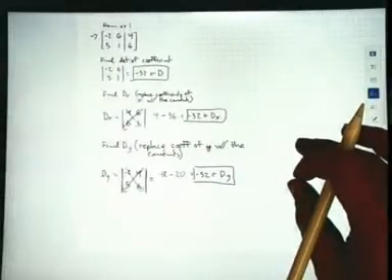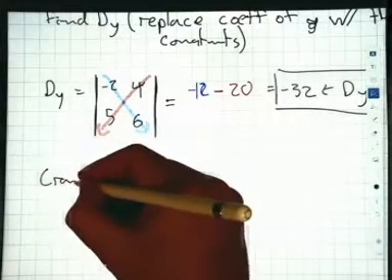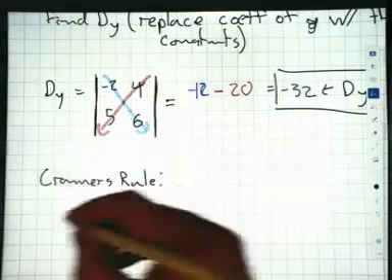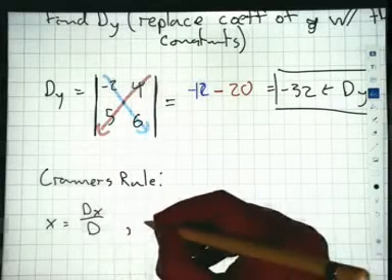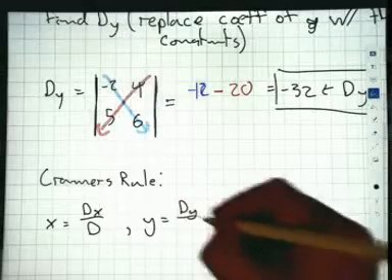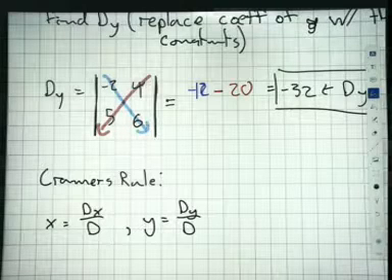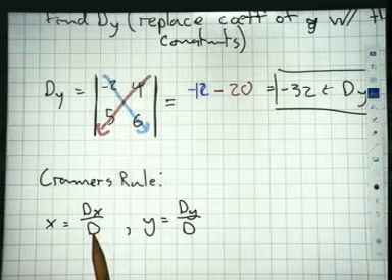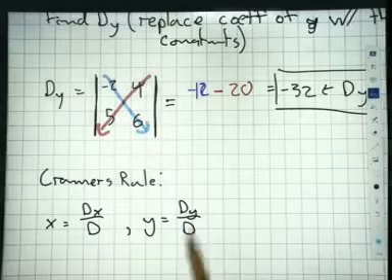Okay. Now here's where Cramer's rule comes into place. Cramer's rule says that x is equal to d sub x over d, and y is equal to d sub y over d. That's what Cramer's rule says. If you want to know the value of x and y, just take the determinant of x divided by d, and to find y, take the determinant d sub y and divide it by d.